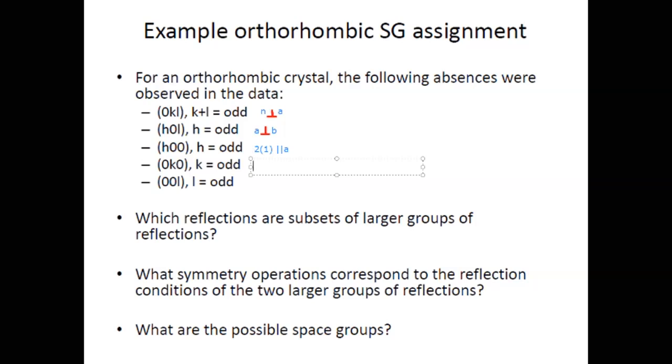Next we have 0K0. K is odd. So since K is odd, that tells us we translate it along the Y. And since H and L are 0, those became negative. So this would be a 2-1 parallel to B.